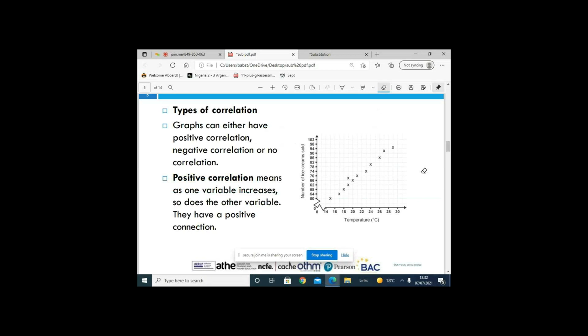So there are different types of correlation. It could be positive correlation, negative correlation, or no correlation at all. If there's no correlation, we look at that one too. So look at this first one now. This is the number of ice creams sold against temperature. As the number of ice creams sold is increasing, temperature is also increasing.